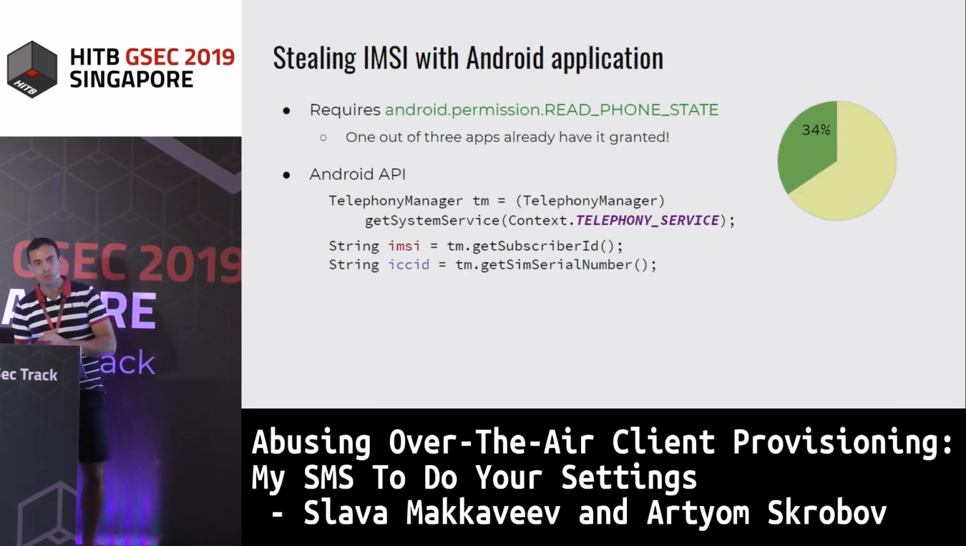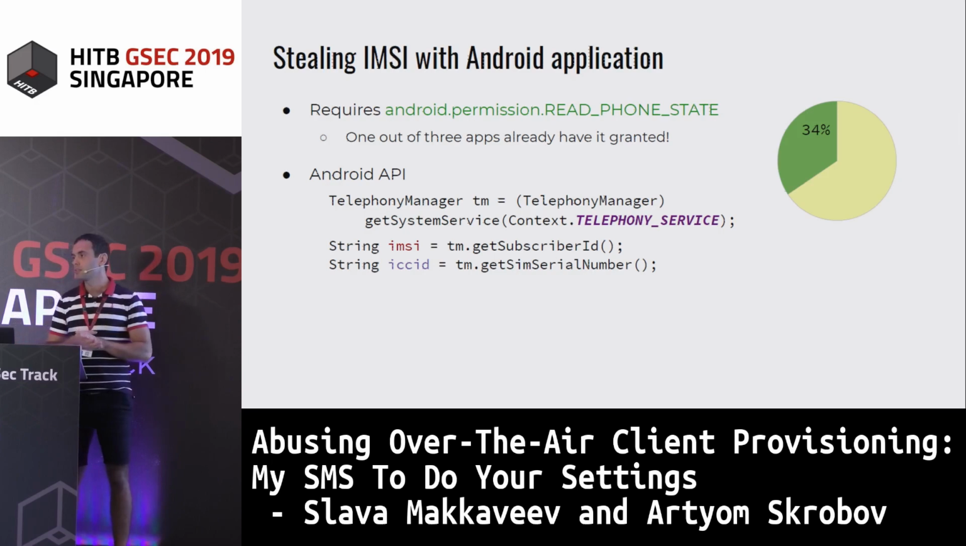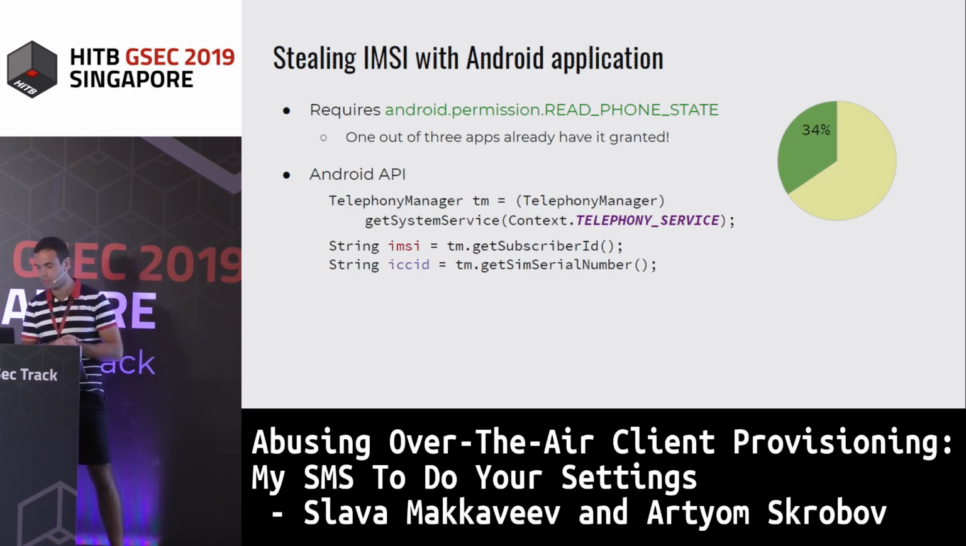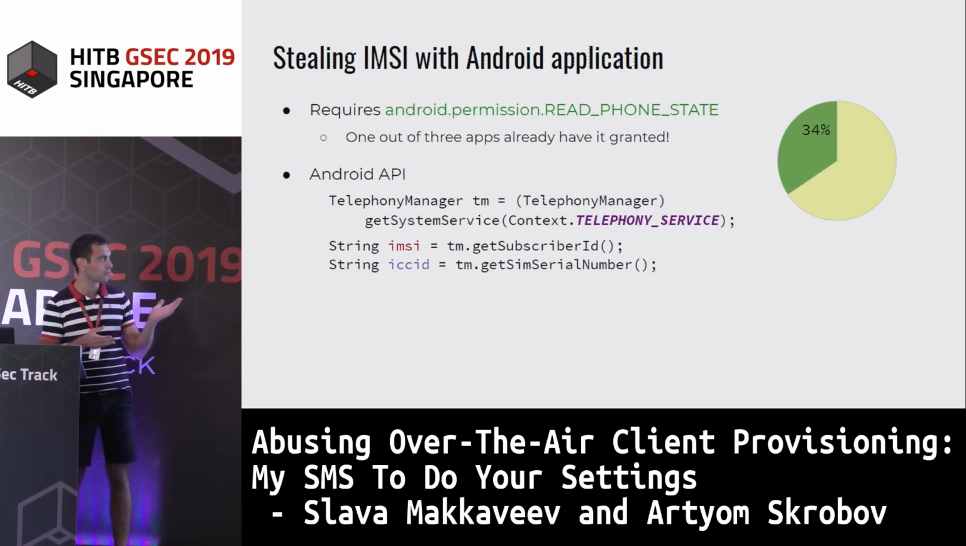Stealing an IMSI number with an Android application doesn't require anything special. Android provides public framework functions. Actually, it's the getSubscriberId method of TelephonyManager, which returns the IMSI. This method requires the READ_PHONE_STATE Android permission, but we have checked our records and found that over a third of all mobile applications released in the last 3 years already have this permission, and it would not raise any suspicion.